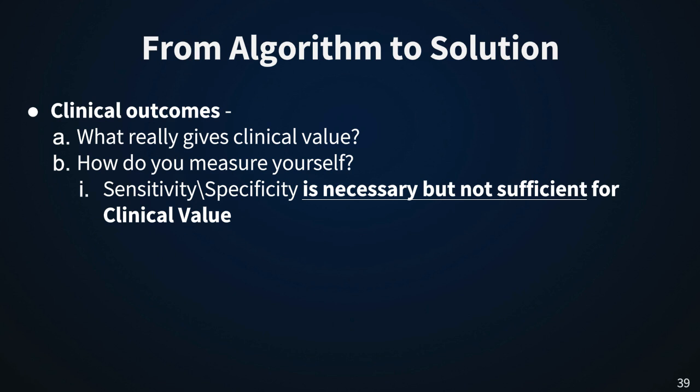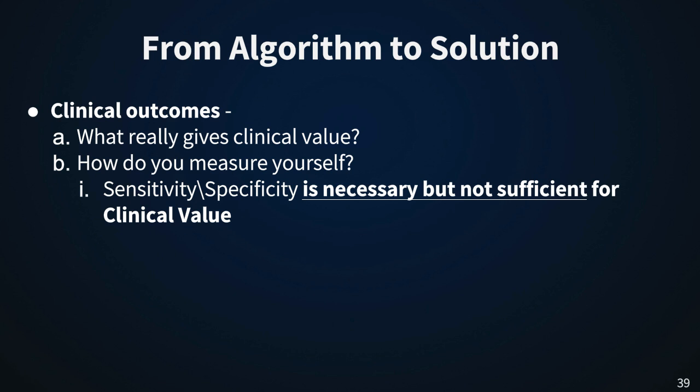First of all, I'll combine it into several parts. The first part is that in order to move from an algorithm to a solution, you need to focus on clinical outcomes. You need to ask yourself what really gives clinical value, and then how you measure yourself in order to give this clinical value. Because as I said, high sensitivity and specificity of the algorithm is a necessary condition for good clinical outcome, but it's not sufficient to give clinical value.